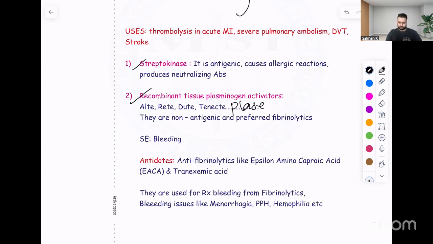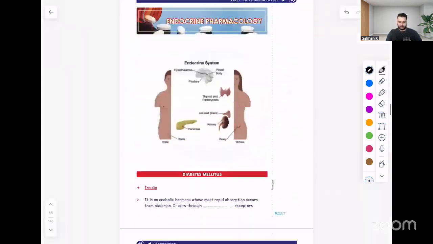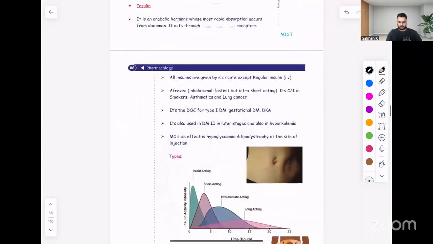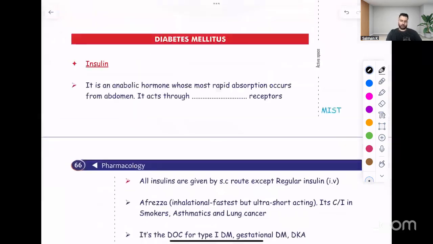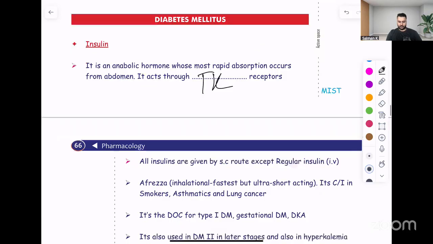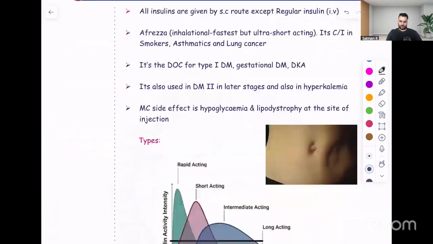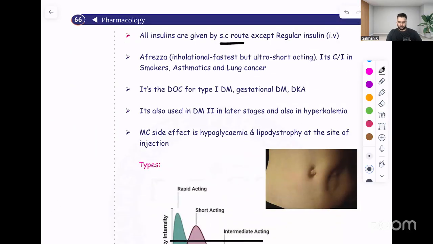Okay. Now that this part is done, next is once again a very important topic for exam, that is diabetes mellitus. Now you must remember that in diabetes we give insulin as a medicine which works through tyrosine kinase receptors. Usually speaking, the insulins are given by subcutaneous route. One of the insulins that is given IV is regular insulin. Because it's given IV, it is useful in emergency called DKA, diabetic ketoacidosis.